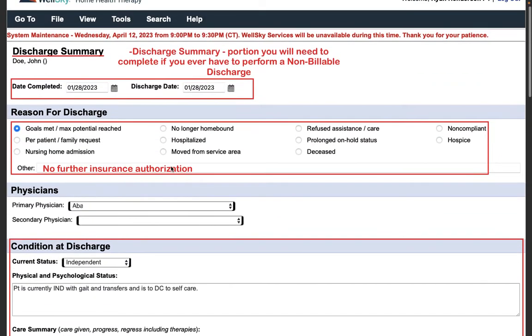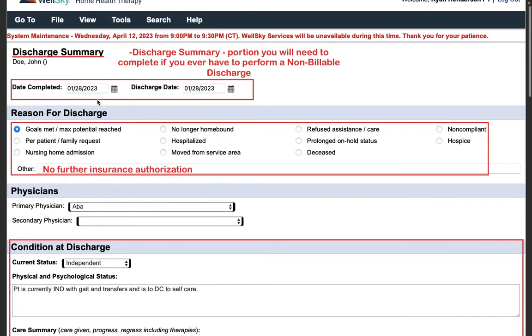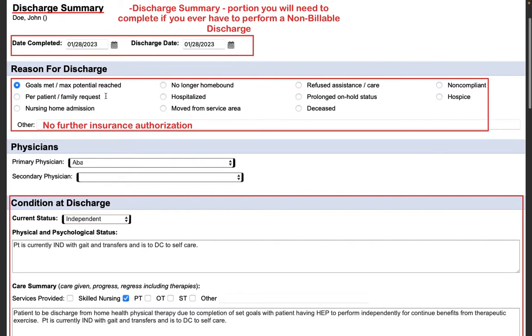This is the discharge summary. The discharge summary you complete with a billable discharge, and this is the portion you will also complete if you ever have to do a non-billable discharge visit. So date completed, discharge date, those are the same dates. Reason for discharge: goals met, maximum level of function achieved, patient family request.